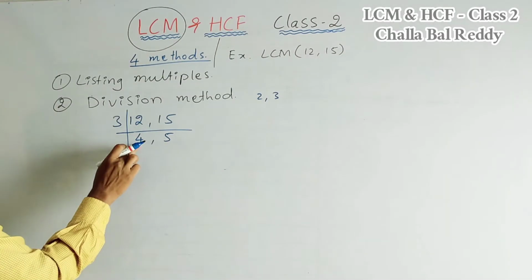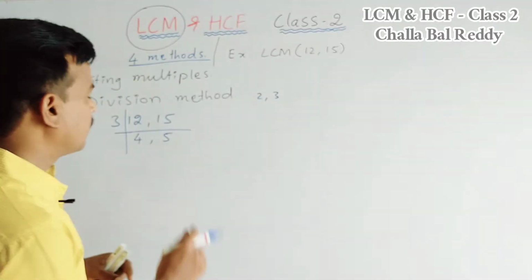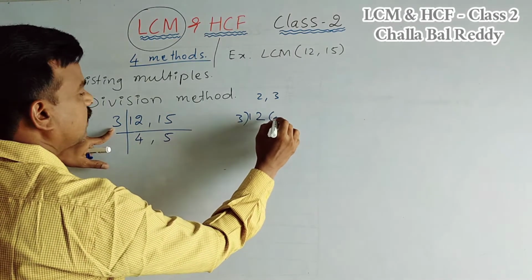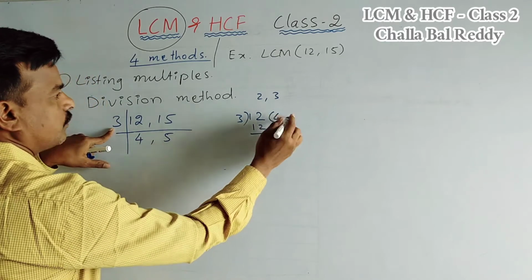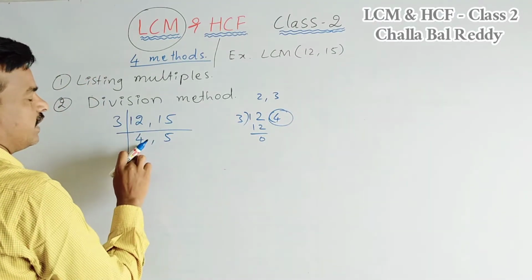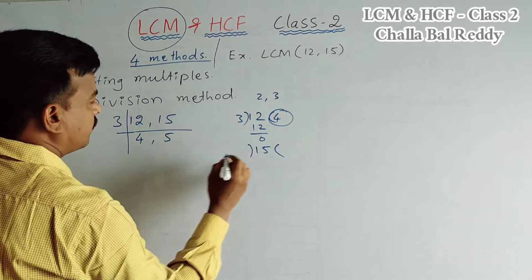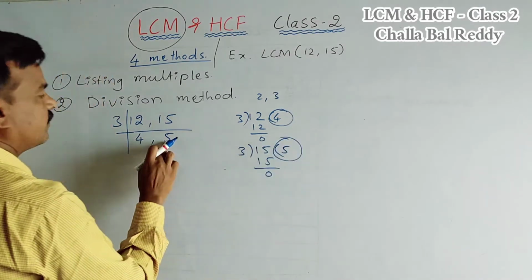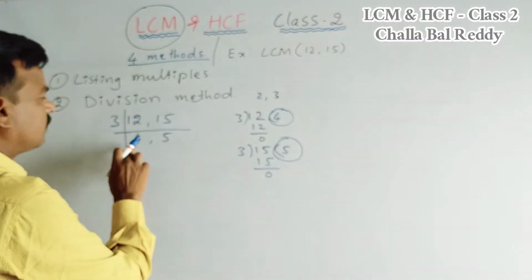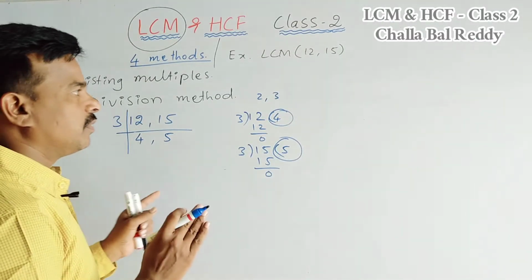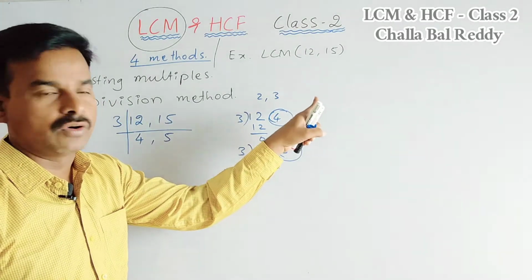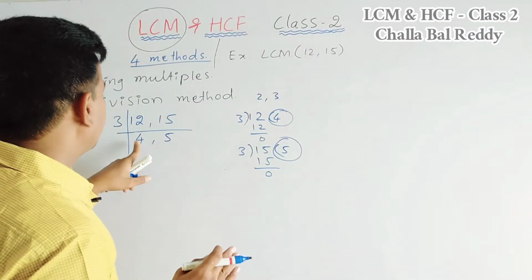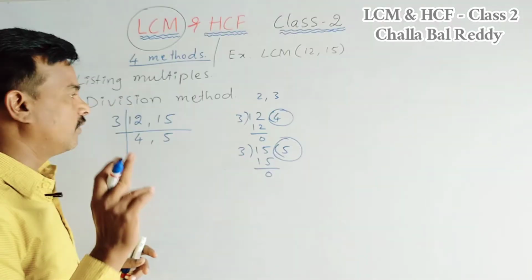Here you see, 3 4s are 12. That means here we should write the quotient. 12 divided by 3 gives 4, since 3 4s are 12. That is why we write this quotient here. Likewise 15 divided by 3, 3 5s are 15, and this quotient is 5, we write here. And then 4 comma 5 are not divisible by any prime number, 2, 3, 5, 7, like that. Two numbers are not divisible by at least one prime number.